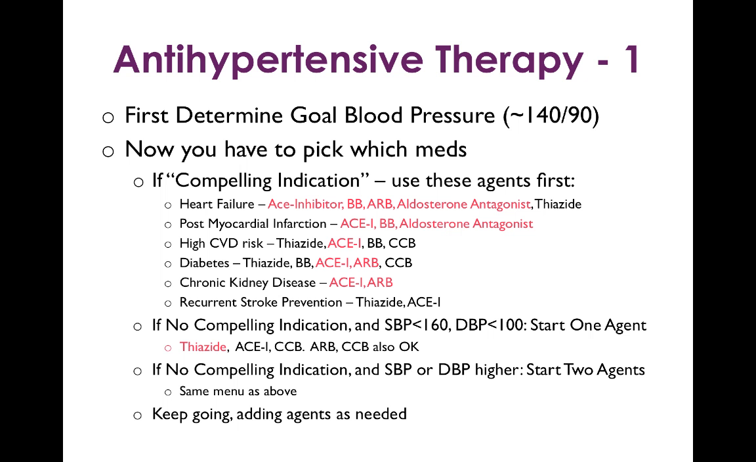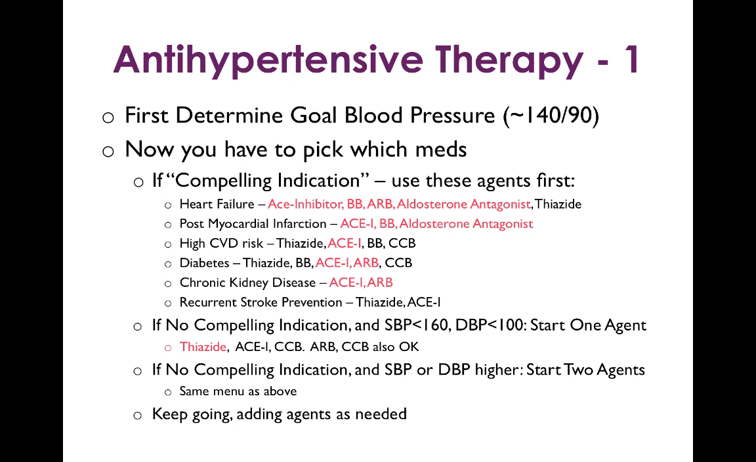The way you pick a medicine is first think if the patient needs to be on a medicine that has blood pressure lowering effects for some other reason. And that's what we mean by a compelling indication. All we mean is basically if they should be on a medicine for something else, pick that as their antihypertensive first and then see where you're at. So listed here are some of the compelling indications for various diseases, and what I've highlighted in red are what I think are the most important in each of those categories.